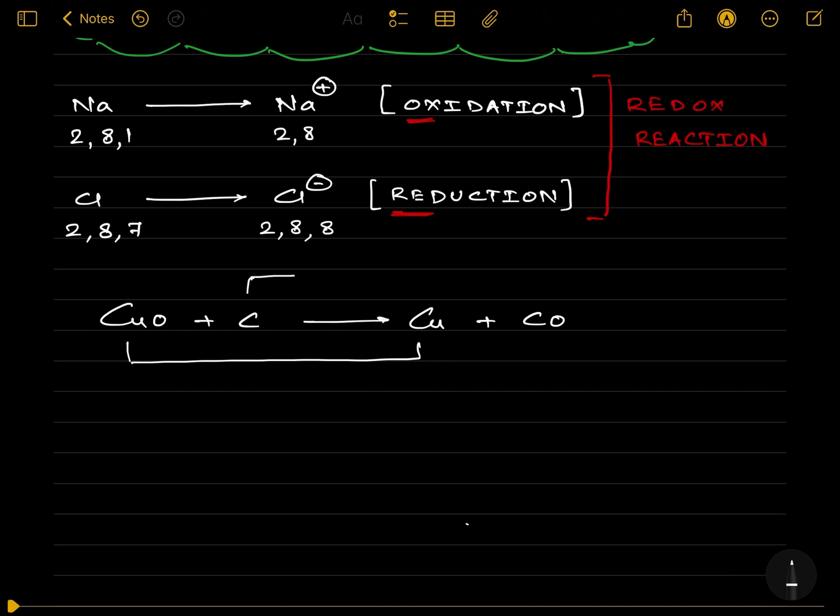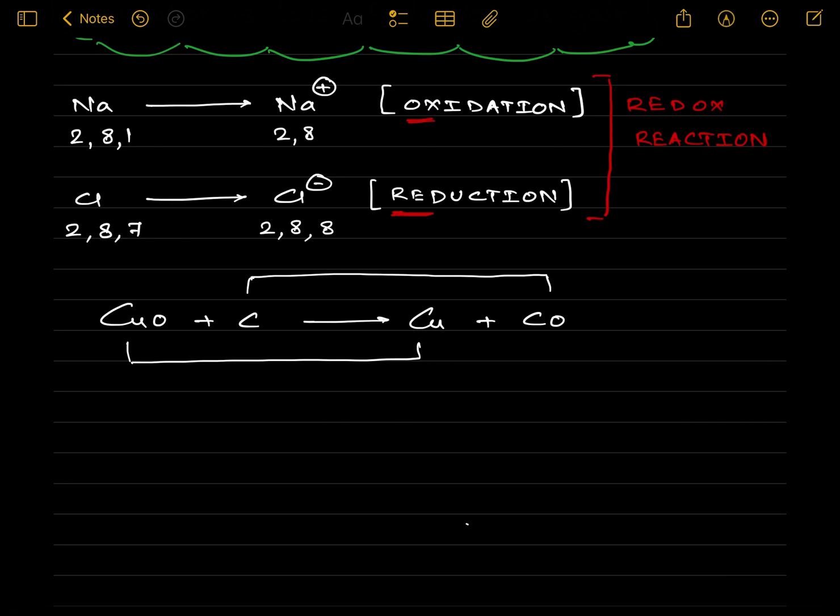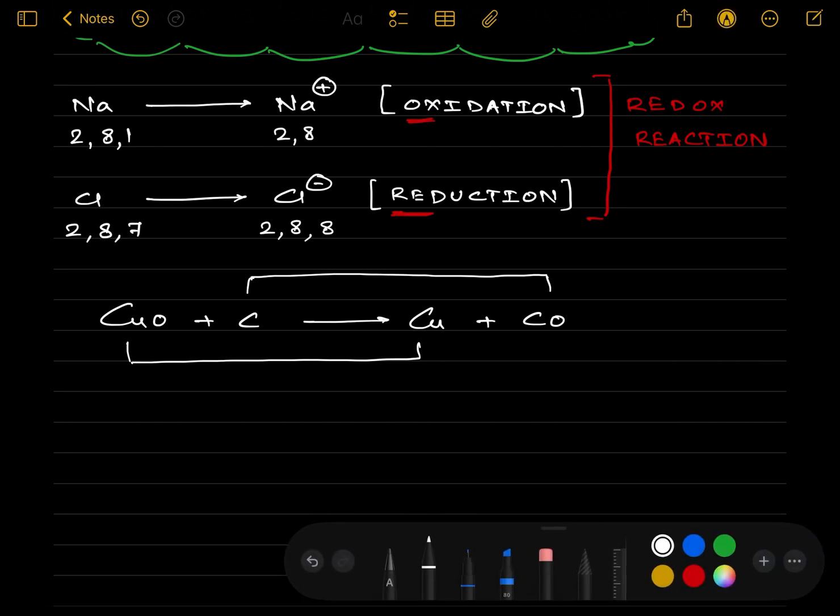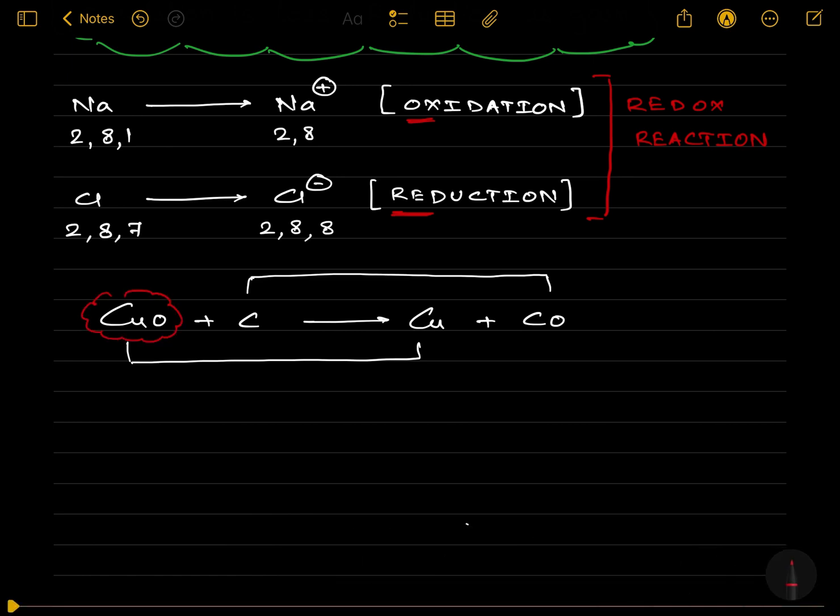whereas carbon is getting converted to carbon monoxide. So copper, which initially had oxygen, has lost its oxygen atom, and carbon, which did not have oxygen, has gained oxygen. Once again, the process in which oxygen is lost is referred to as reduction. So CuO is undergoing reduction. Please remember, students, it's the entire compound which undergoes the process and not a single atom. You can't say Cu undergoes reduction. You have to say CuO is undergoing reduction.